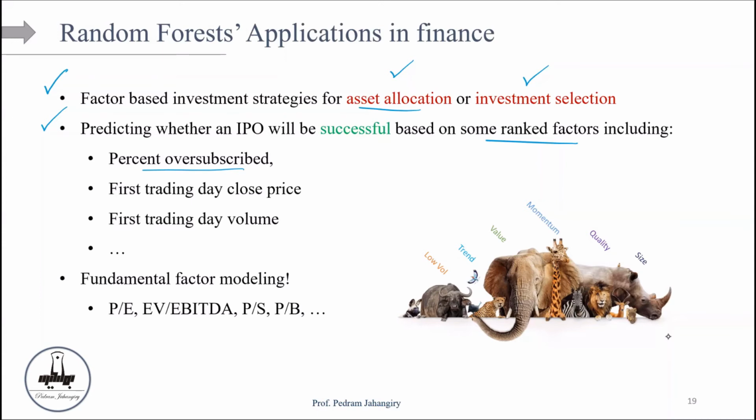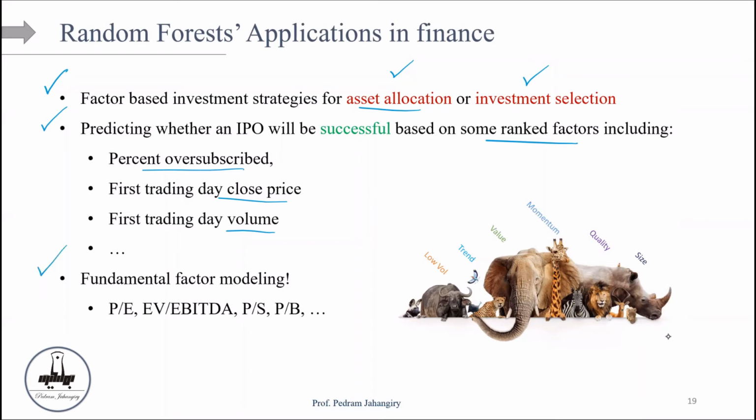Then we can look at the first trading close price. We can look at the first trading volume. These are all features. At the end of the day, random forest can rank them. And then you can make predictions for a new IPO and then see if it is a good investment or not, right? Again, there are lots of other examples that you can think of, but these are some of the examples in finance.